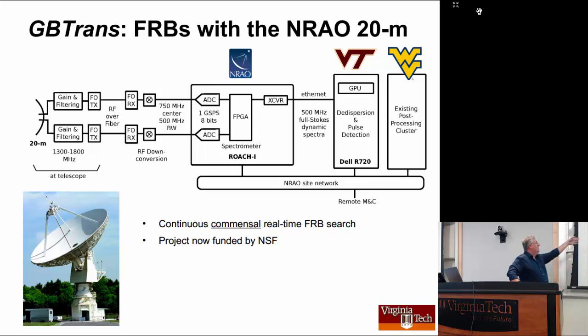So we receive this stuff, and we put it on fiber. We run fiber from the dish a couple of kilometers back to a lab where all our equipment sits. The first thing that shows up, labeled Roach 1, is a spectrometer. Spectrometer is astronomer talk for something that produces dynamic spectra. So what we're doing there is digitizing at 1 gigasample per second, 8 bits. We're using a big Virtex 5 FPGA to produce dynamic spectra.